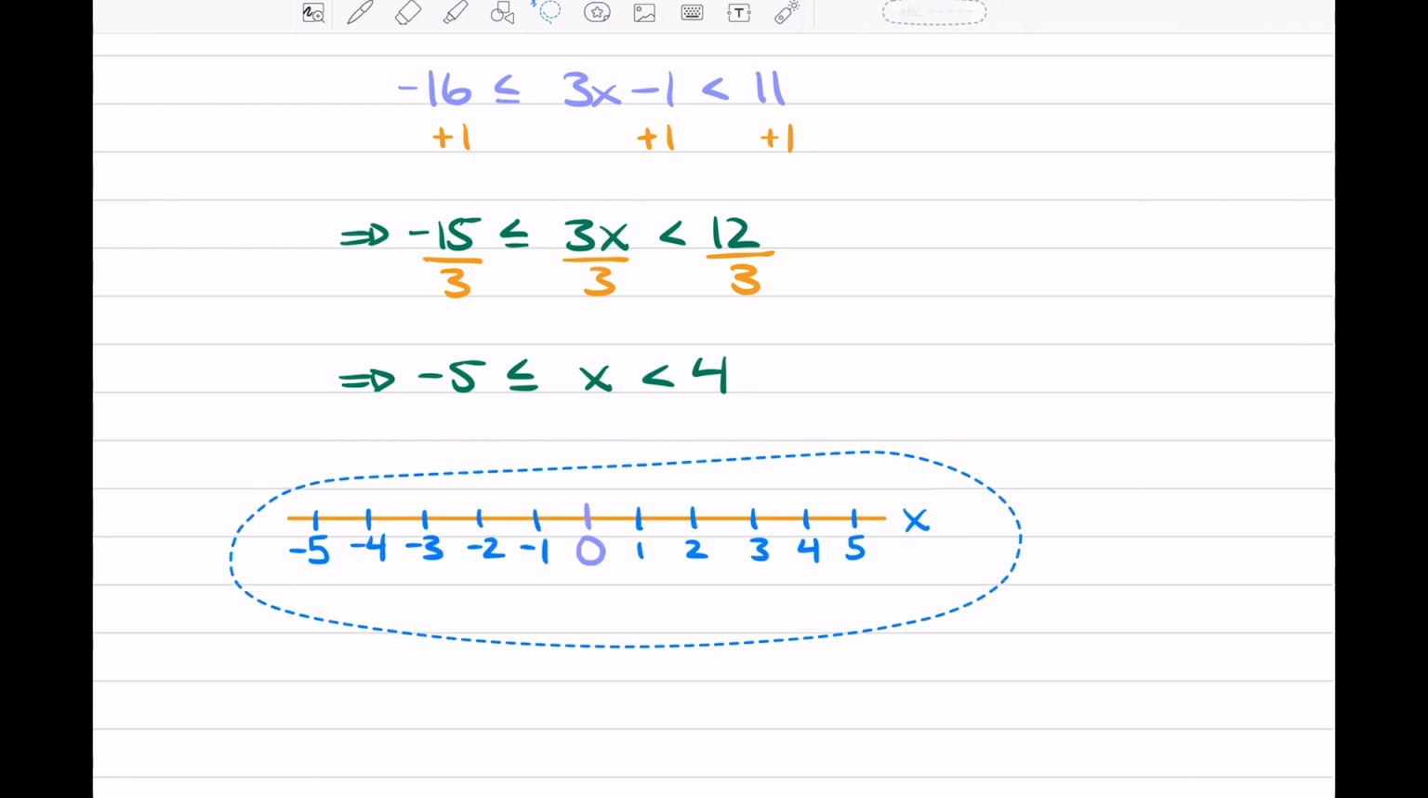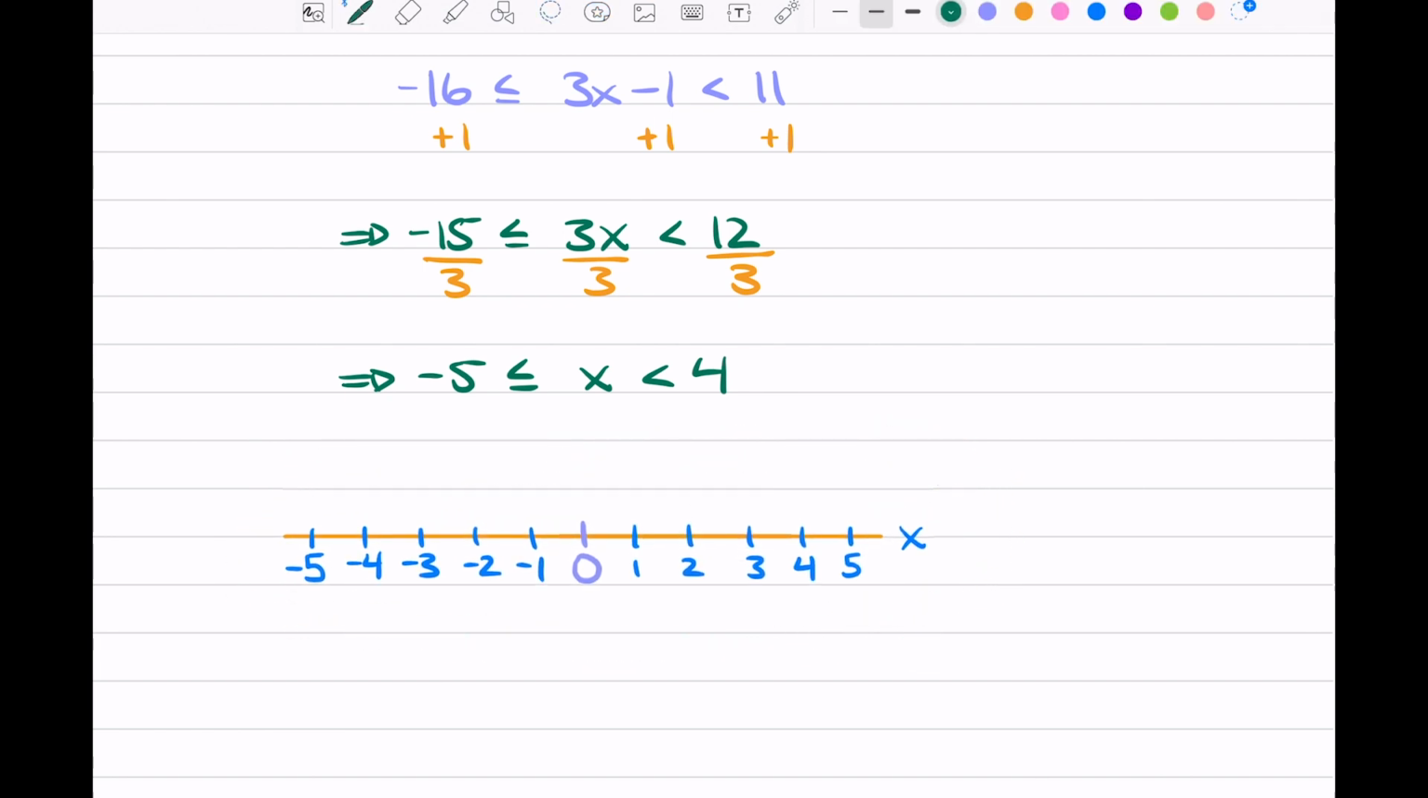And let's rewrite this inequality just to make it a little more clear. I said that we're combining 2 inequalities, so we can rewrite this as x is greater than or equal to -5. Again, they're just switching spots. And we have x is less than 4. Okay, so let's use these clues in purple to find x on the number line.